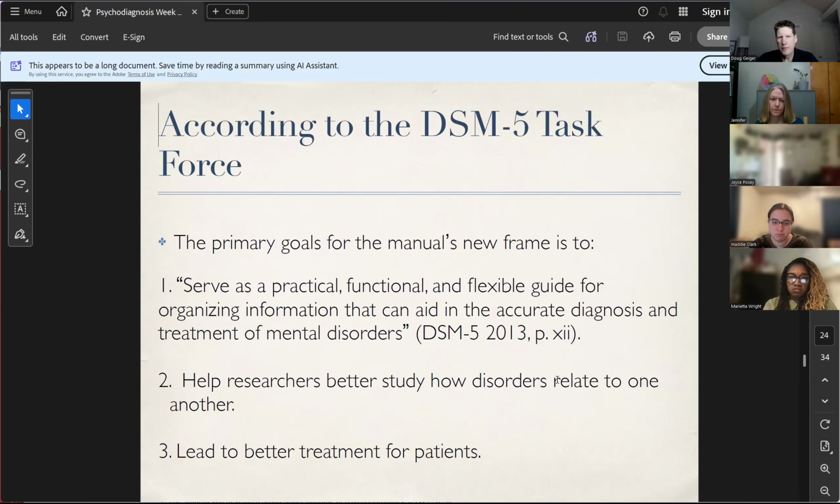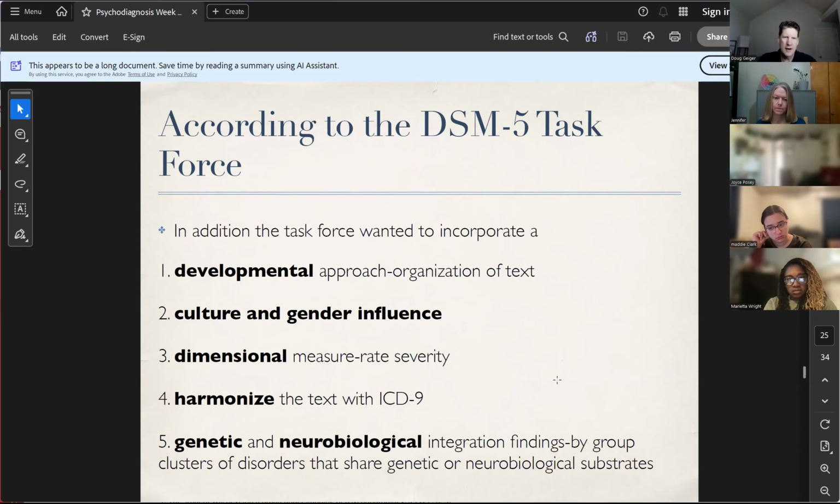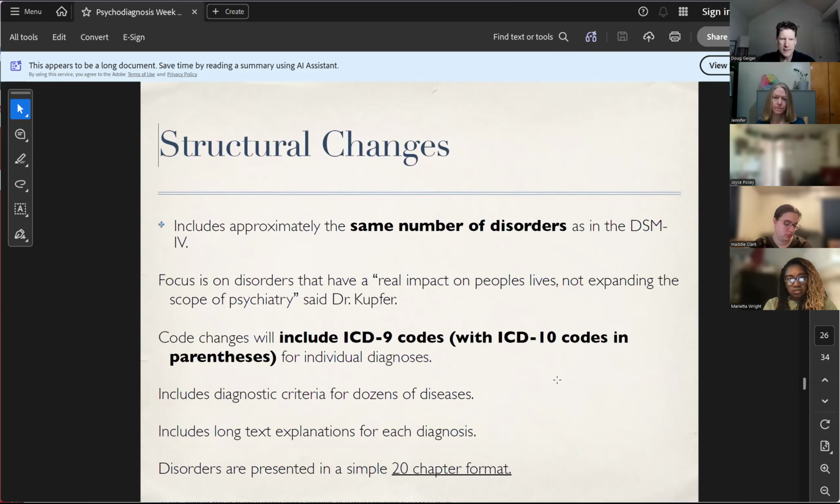Before I get to that, the primary goal for the manual's new framework is to serve as a practical, functional, flexible guide for organizing information so that you can readily look for it. So they lump things together, right? All the anxieties together, all the depressions together, and so on. It helps researchers better study how disorders relate to one another, especially the way they have it designed. And it leads obviously to better treatment for your clients.